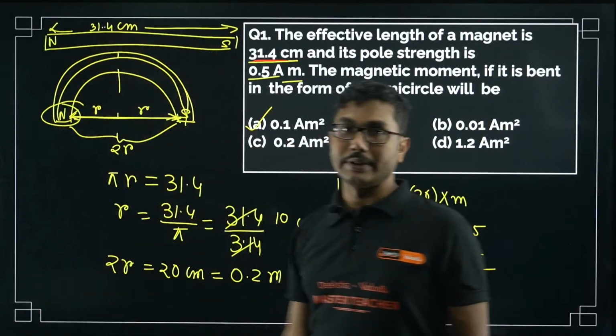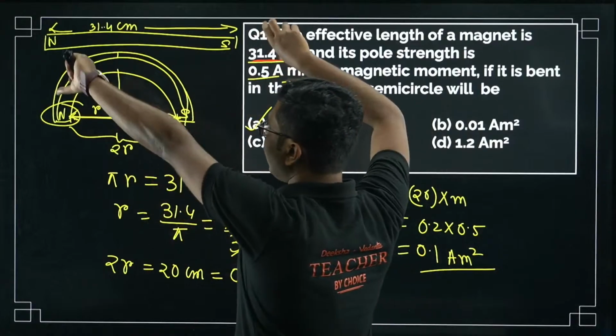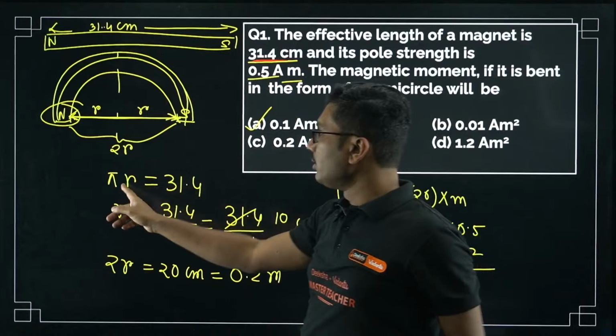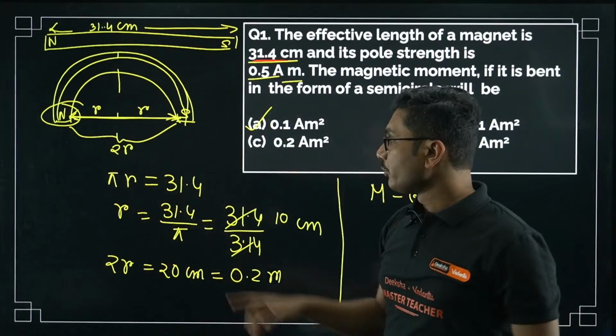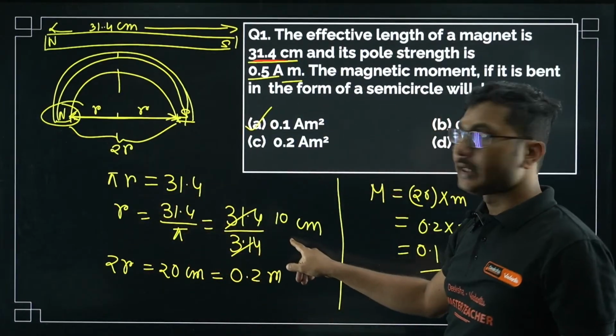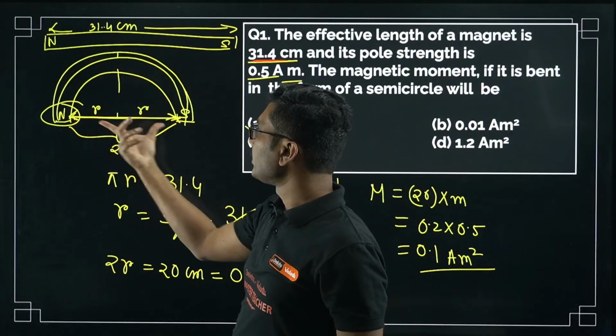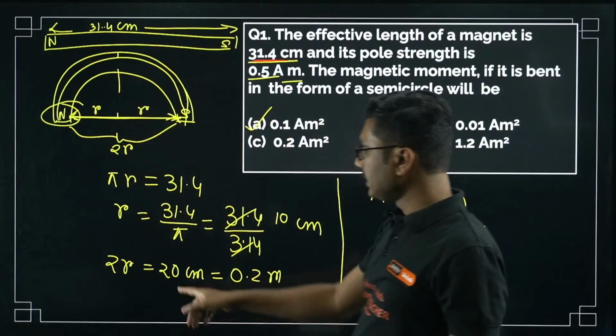That is the distance between them, right? If you make it straight, that will be the 31.4 centimeter. Now because you have bent them, the new radius is r. So from there you can calculate the r to be 10 centimeter, right? And this is 10 centimeter, this is 10 centimeter. So total distance is 2r, that is 20 centimeter.